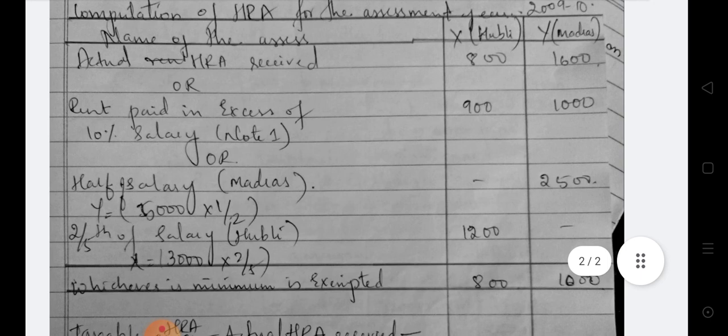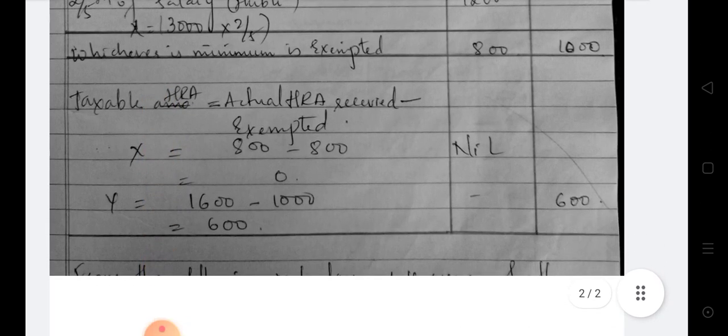So you need to remember the rule of HRA, which is actual HRA received, or rent paid in excess of 10% of salary, or half of salary if the place of stay is Madras, Bombay, Delhi, Kolkata. Or if he stays in any other places, we have to take 2/5 of salary. In the question, if they have given the salary amount directly, we have to take the direct amount. In case they have given basic salary and DA, those will be included for the calculation of salary. So after calculating these values, we have to calculate taxable HRA.